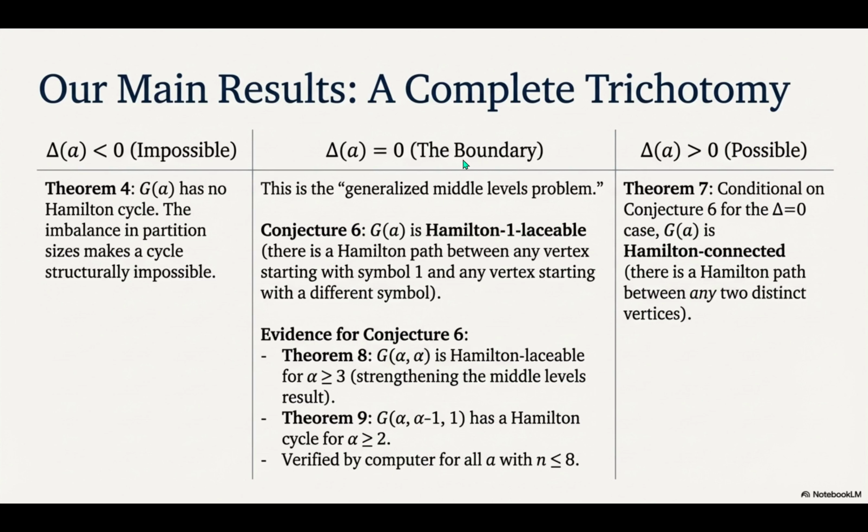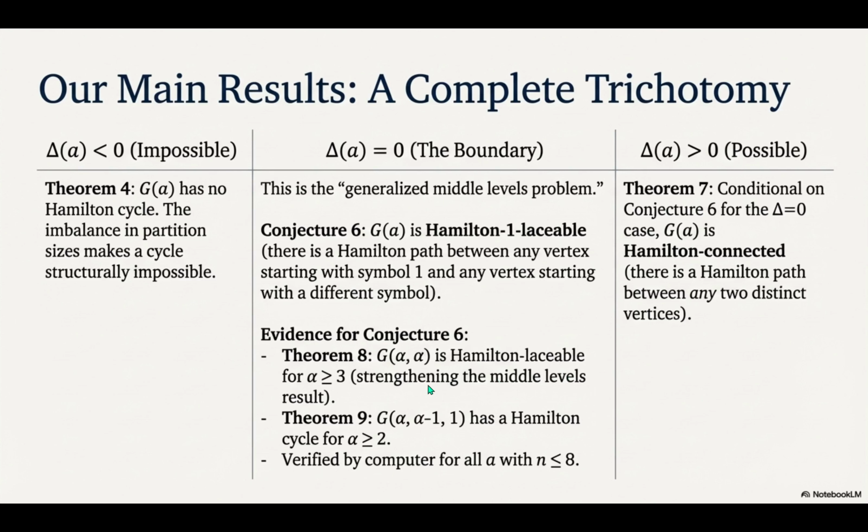Which leaves the knife-edge case. The boundary, where delta is exactly 0. So the largest bucket is the exact same size as all the others combined. A perfect, fragile balance. Precisely. This is the most challenging regime. And mathematically, this is the generalization of the middle levels conjecture. That was a delta equals 0 case. This boundary is the foundation for everything else.